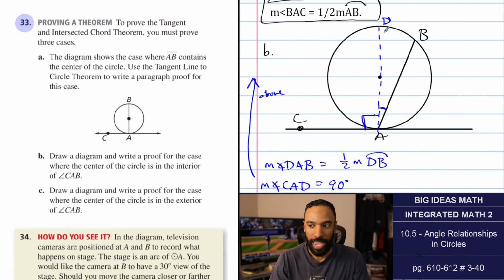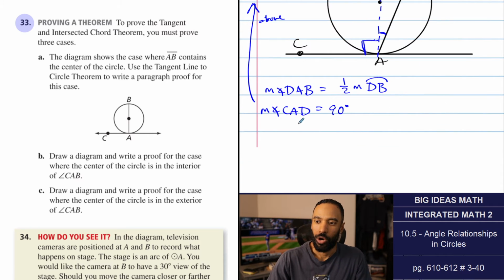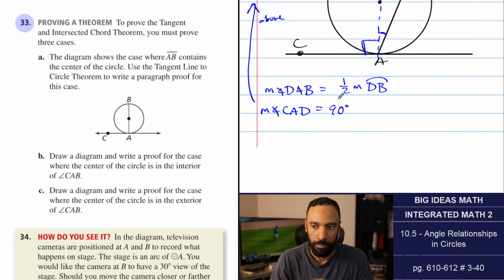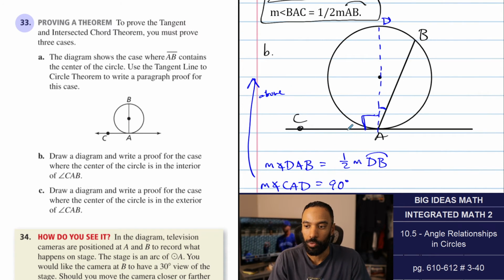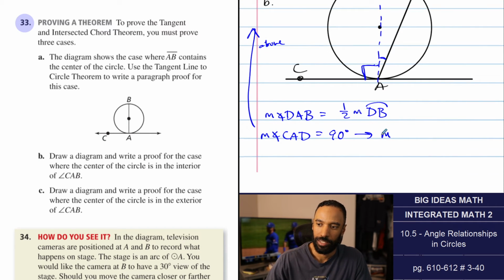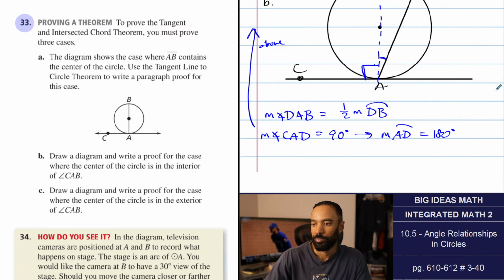So the measure of arc AD is also 90 degrees. So the measure, let's see, how do I say this? Because I'm adding angles with arcs, even though they're the same measure. Well, they're not the same measure. This other one's 180. So let's see, measure of angle CAD is 90 degrees. So the measure of arc AD, I'll just call it AD, is 180 degrees. You double it.